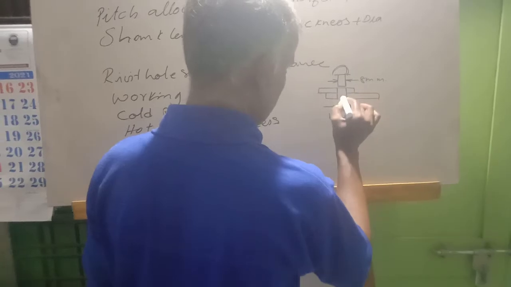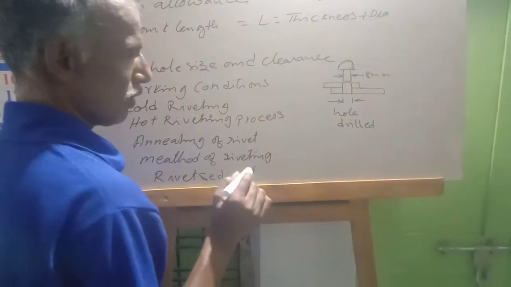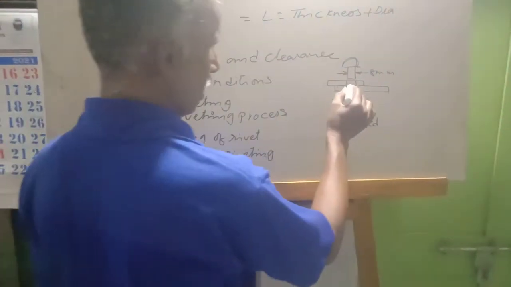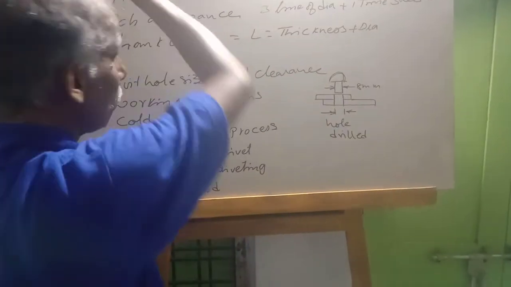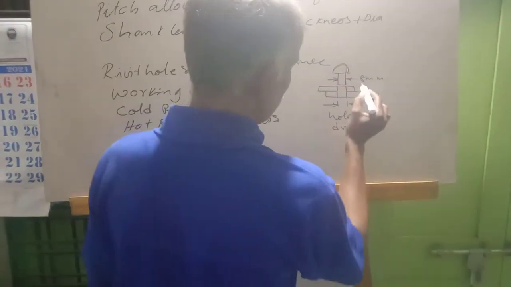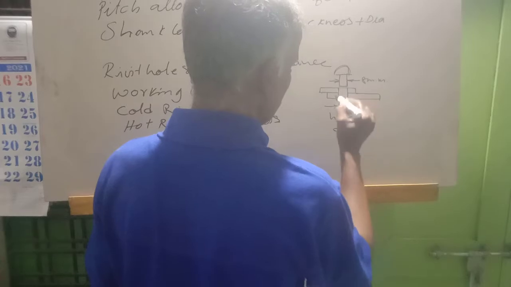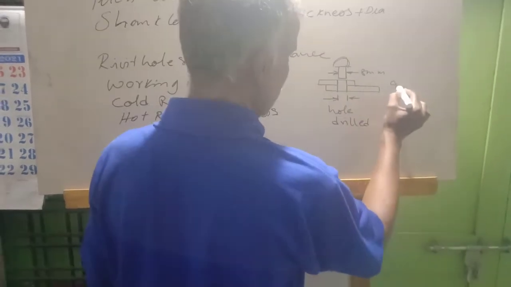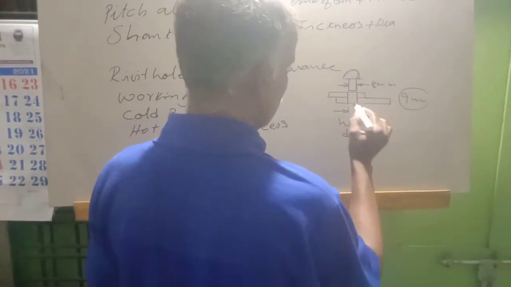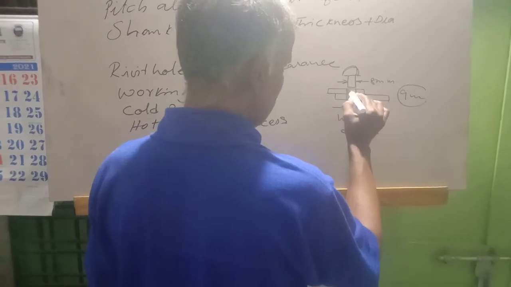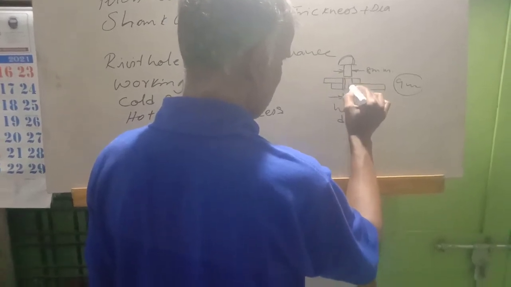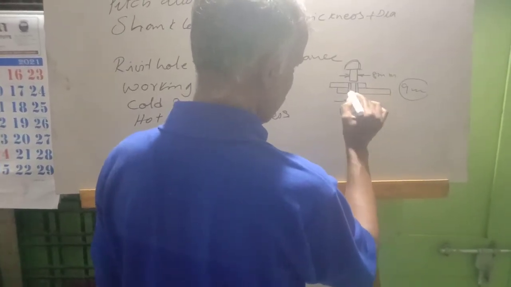8 mm rivet. To go into this hole, if we do an 8 mm drill, the rivet will not enter into the hole. It should have clearance on it. Then only it will enter into the hole. Now, if you drill 9 mm, it will not work, because after inserting the rivet there will be a gap in between these two.